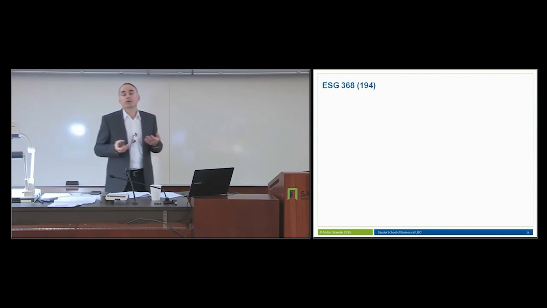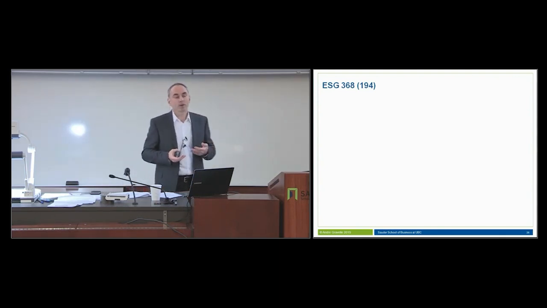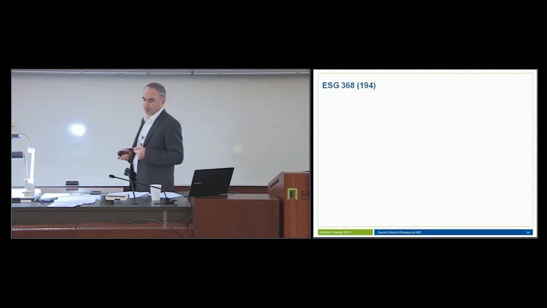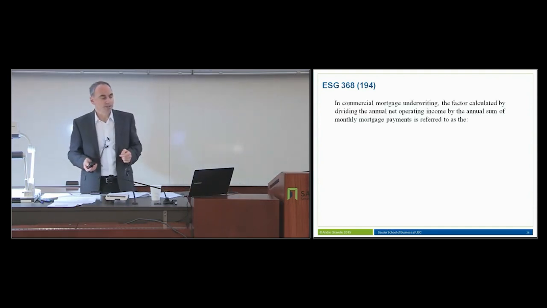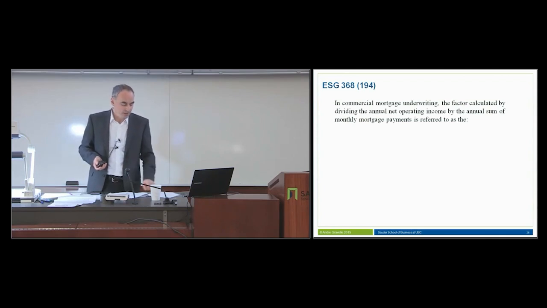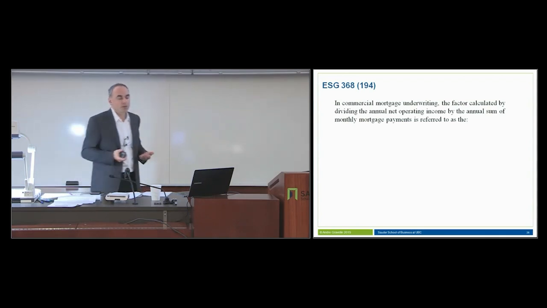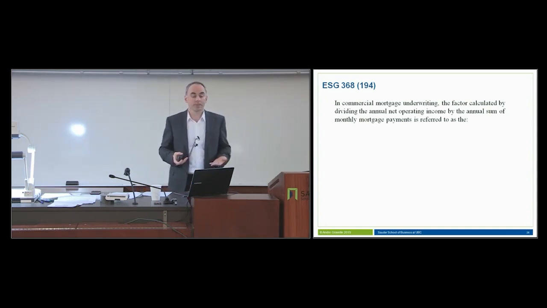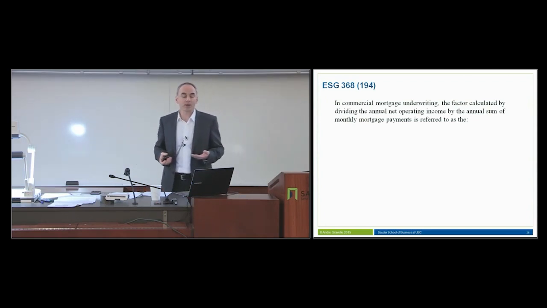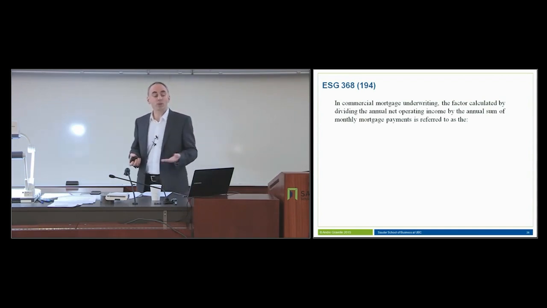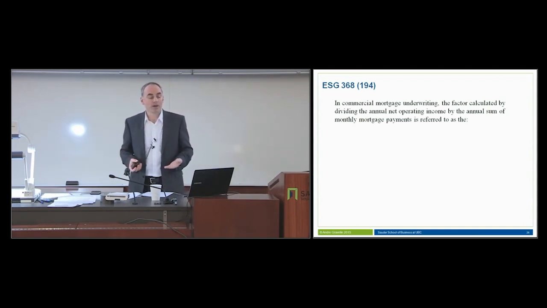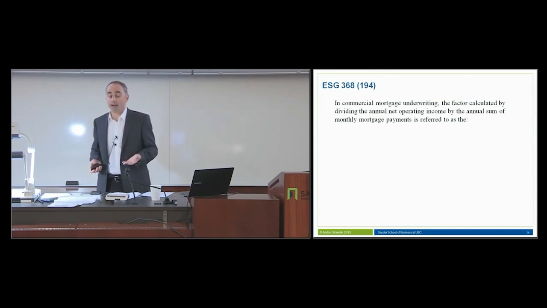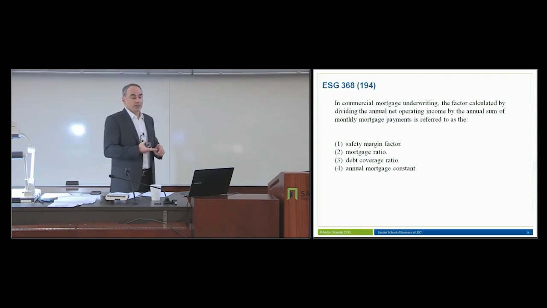Let's look at a couple of other exam study guide questions that are sort of non-numeric, so no calculation involved, but they're similar to these topics. So exam study guide question 368. This question says, in commercial mortgage lending, the factor calculated by dividing the annual net operating income by the annual sum of the monthly mortgage payments is referred to as what?